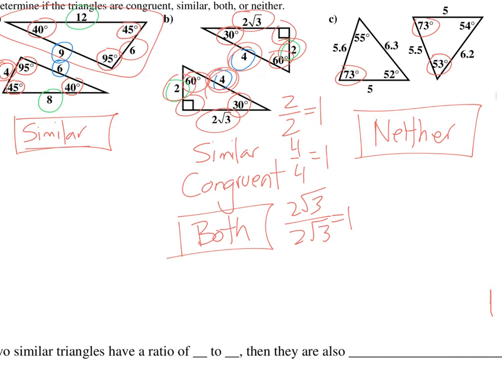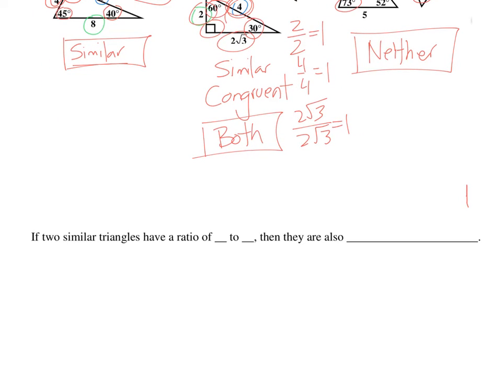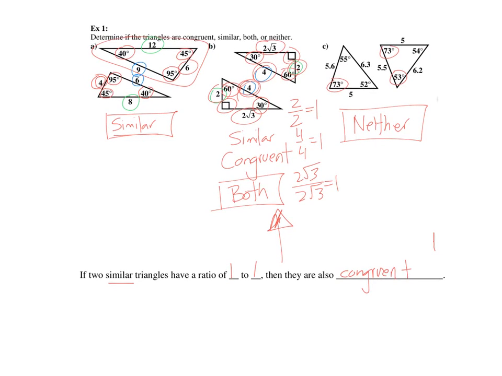There's an important idea on the bottom here. If two similar triangles have a ratio of 1 to 1, then they are also what? If they're similar and they have a ratio of 1 to 1, then they are also congruent. An example of that is just like what we see up here in part B.